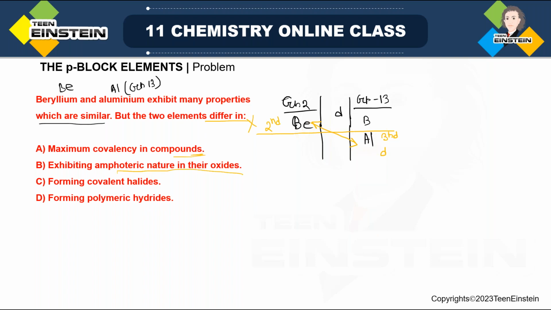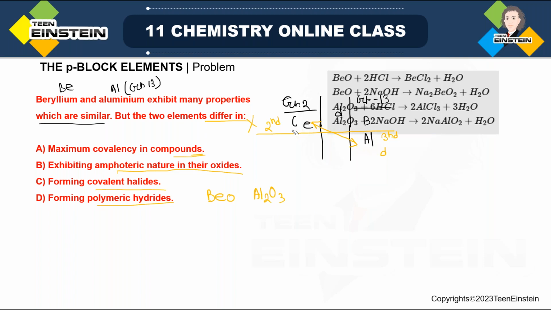Exhibiting amphoteric nature in their oxides, forming covalent halides and forming polymeric hydrides. Now amphoteric nature in their oxides means we have to consider beryllium oxide and aluminium oxide, because we have to check the amphoteric behavior of their oxides. So first we have to write the oxides. Now amphoteric nature means it should react both with HCl, that is acid, as well as base.